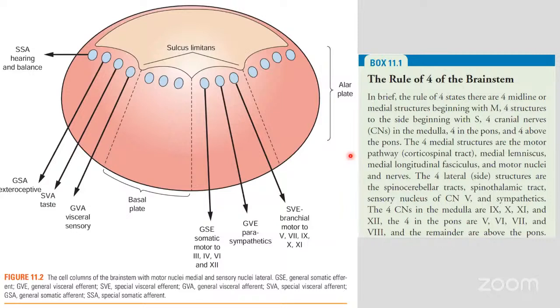A basic rule of four can be followed in brainstem. The rule of four states that there are four midline structures or median structures beginning with M, and four structures to the side beginning with S. Four cranial nerves in the medulla, that is 9, 10, 11, 12. Four cranial nerves in the pons, that is 5, 6, 7, 8. And four cranial nerves above the pons, that is 3 and 4 in the midbrain and 1 and 2 upwards, which lie separate.